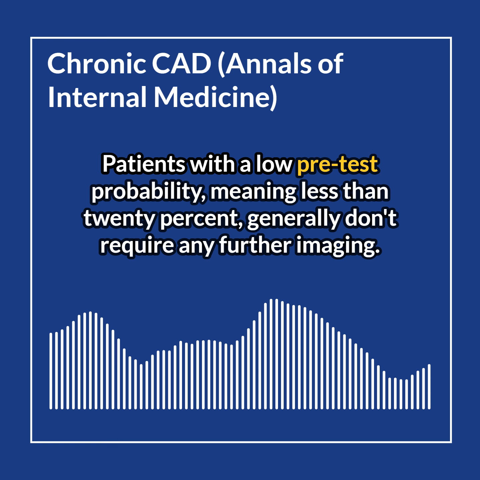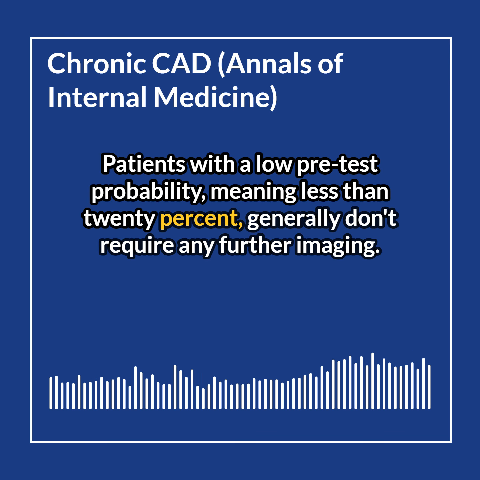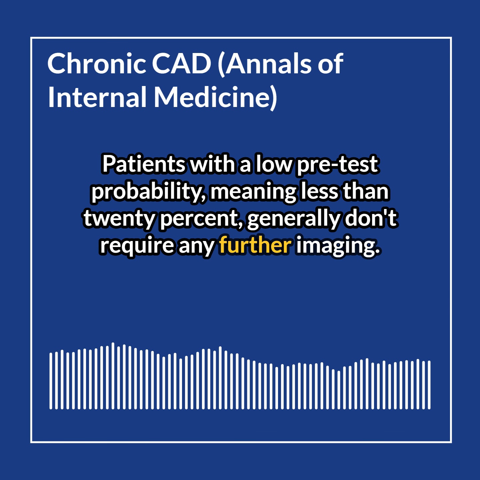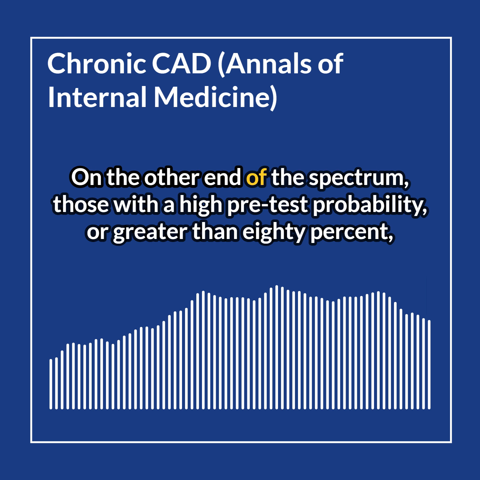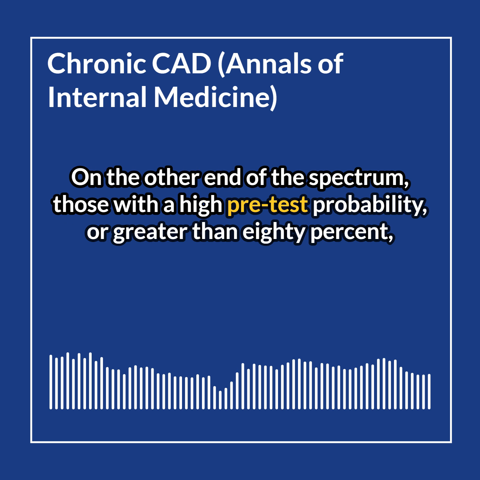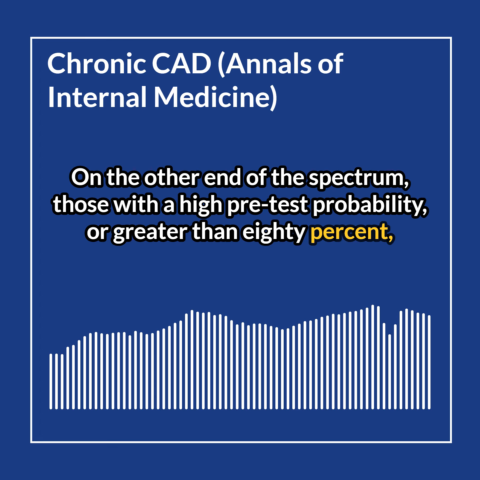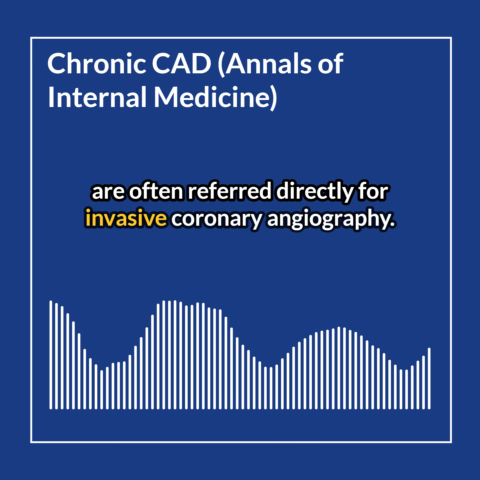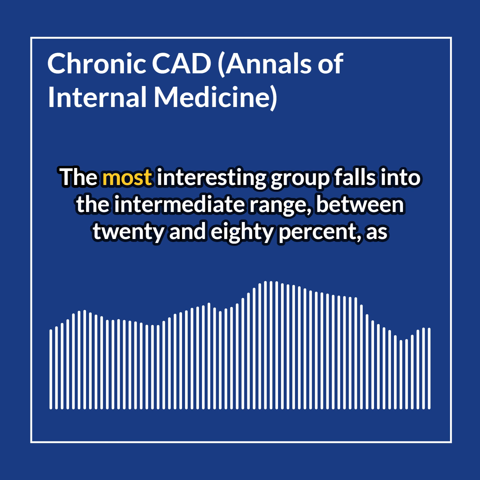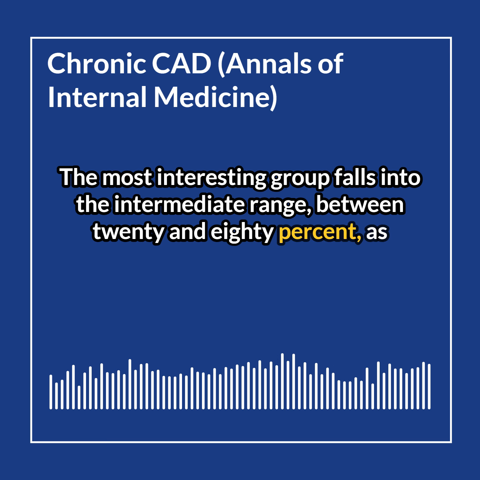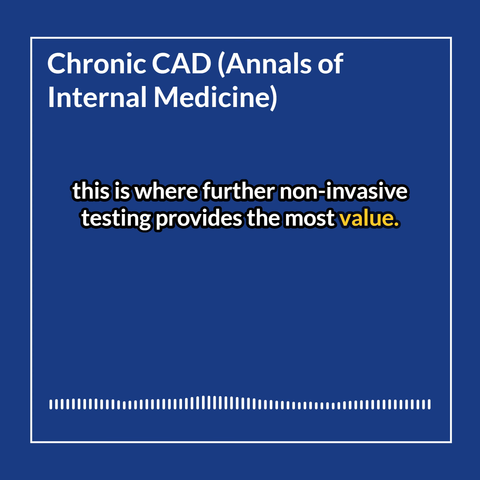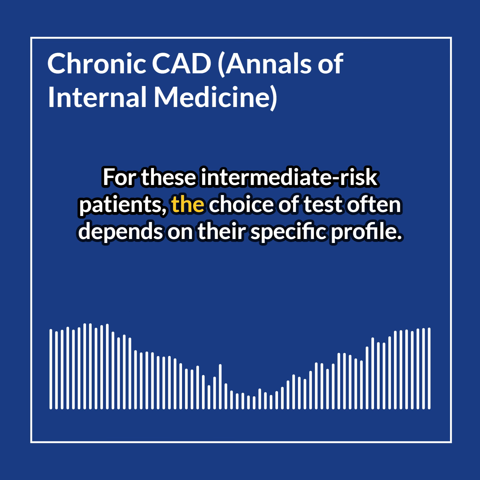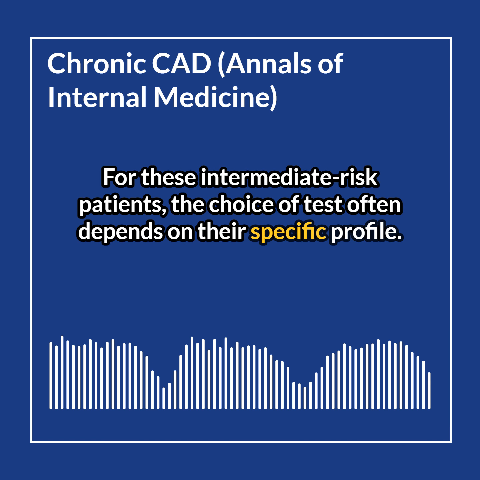Patients with a low pre-test probability, meaning less than 20%, generally don't require any further imaging. Their symptoms are likely due to other causes. On the other end of the spectrum, those with a high pre-test probability, or greater than 80%, are often referred directly for invasive coronary angiography. The most interesting group falls into the intermediate range, between 20 and 80%, as this is where further non-invasive testing provides the most value. For these intermediate risk patients, the choice of test often depends on their specific profile.